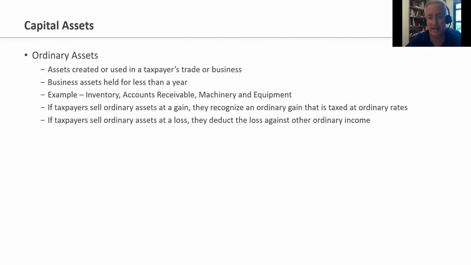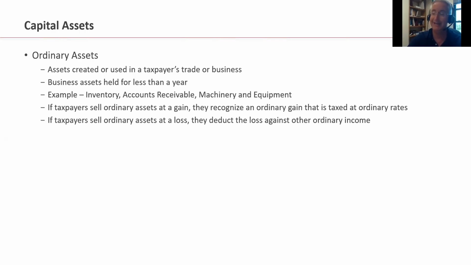So ordinary assets, as a result, are, guess what? Assets created or used in a taxpayer's trade or business. Business assets held for less than a year. We're going to talk about why that subset of the one just previous to it is important. So inventory, accounts receivable, machinery and equipment, all those things are examples of assets that are not capital assets. Recall, if a taxpayer sells ordinary assets at a gain, it's an ordinary gain taxed at ordinary rates. If a taxpayer sells ordinary assets at a loss, they deduct that loss against other ordinary income.